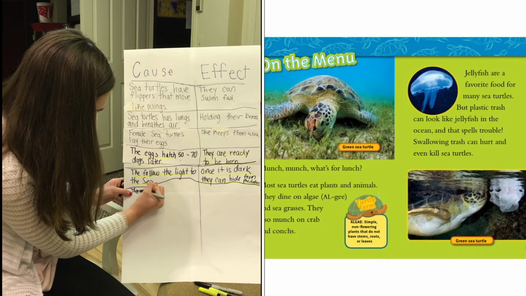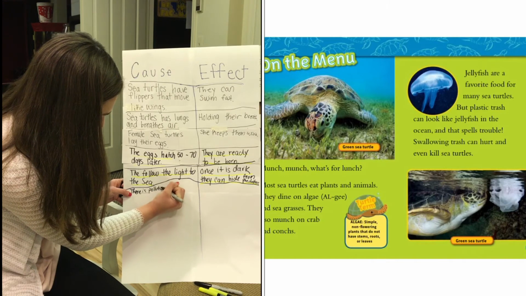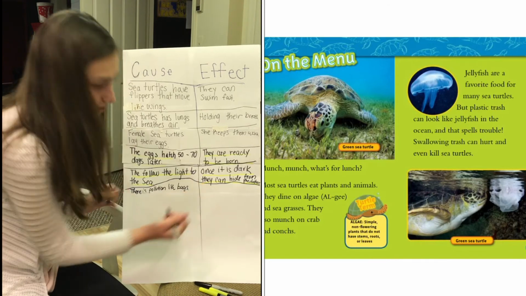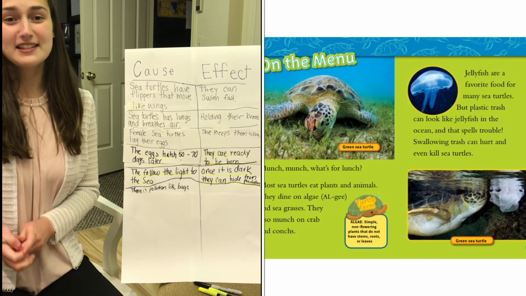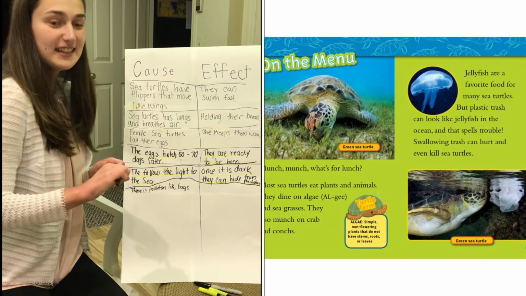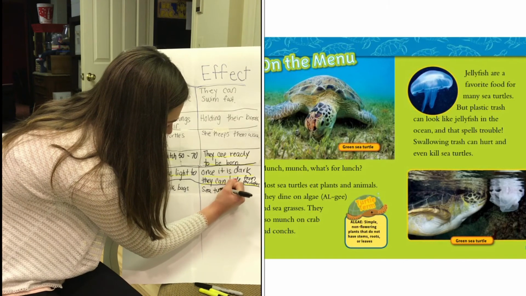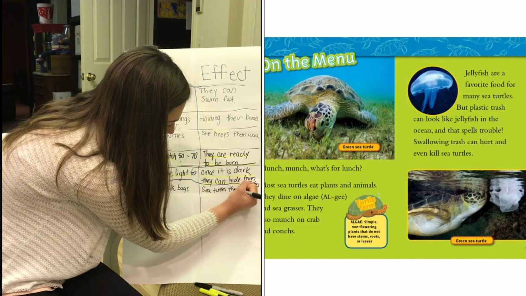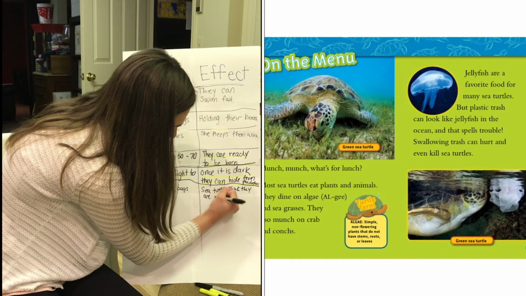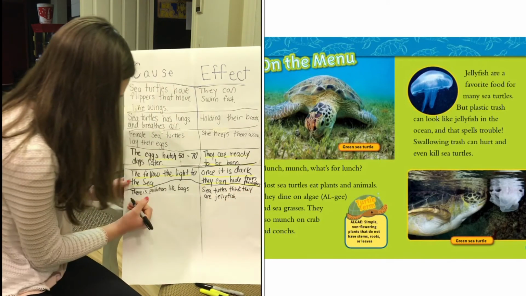There is pollution, like plastic bags in the ocean. So what's an effect of plastic bags in the ocean? Sea turtles think they are jellyfish and eat them. And now they're going to eat them, and they can get very sick.